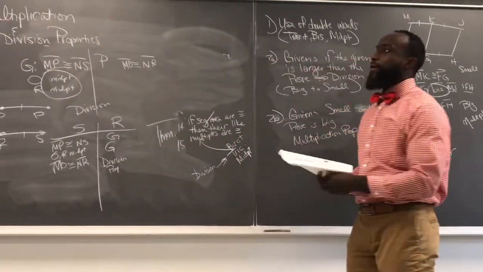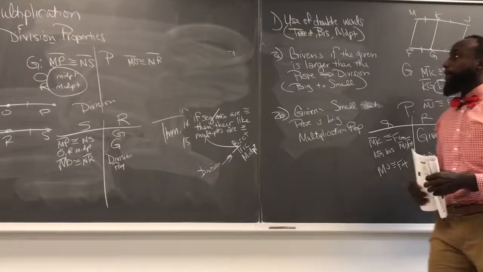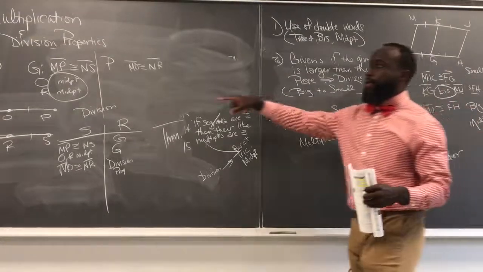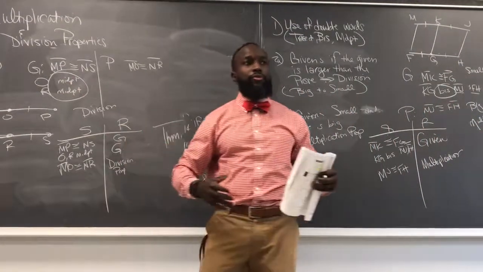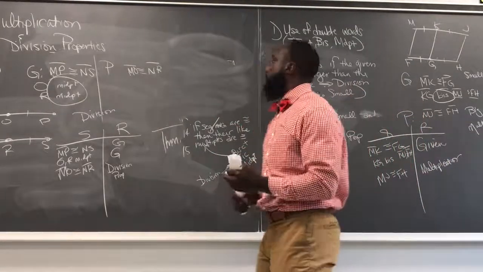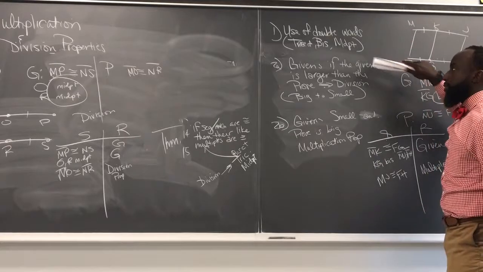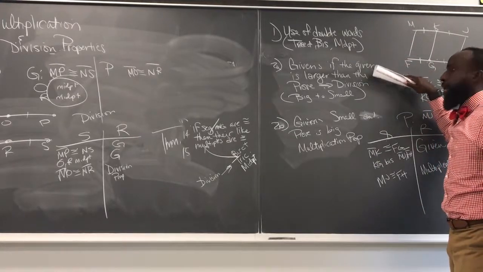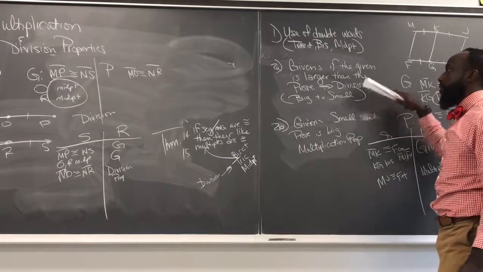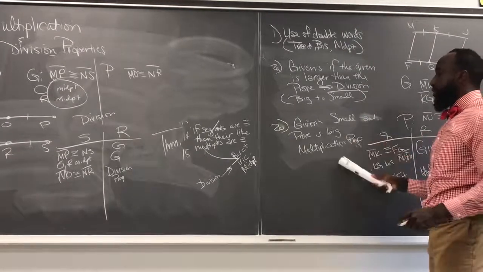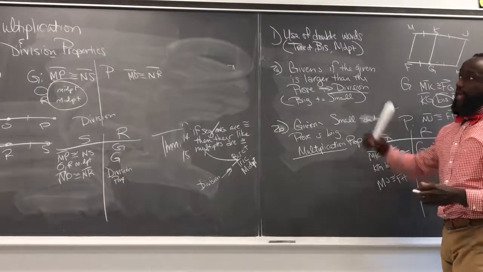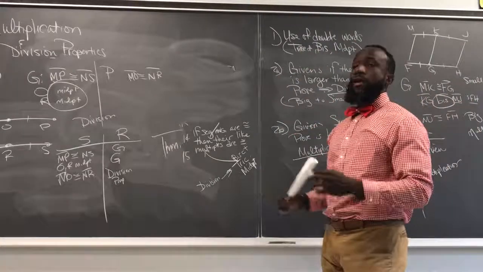But in the framework of multiplication and division property, this is it. When you see doubles somewhere, like midpoint in our example proofs, then you're going to have multiplication and division property. You want to look for the use of double words. You want to look at what the givens look like. If they're bigger than what you're proving, you're going to divide. If they're smaller than what you're proving, then you're going to multiply. And that is multiplication and division properties.